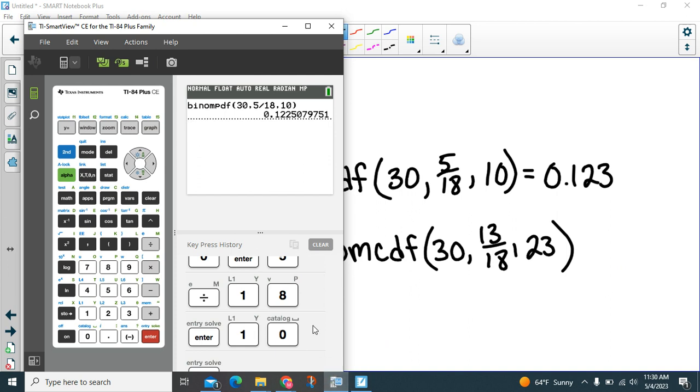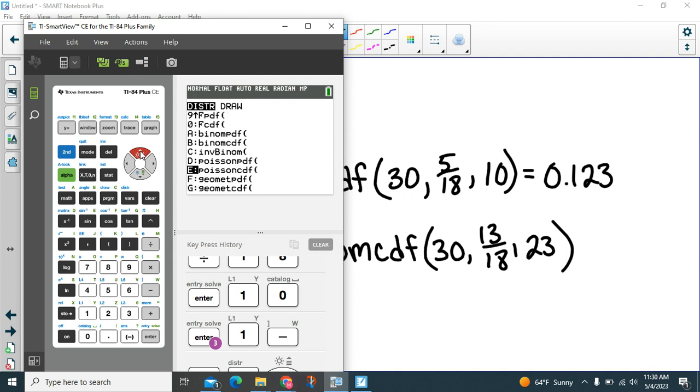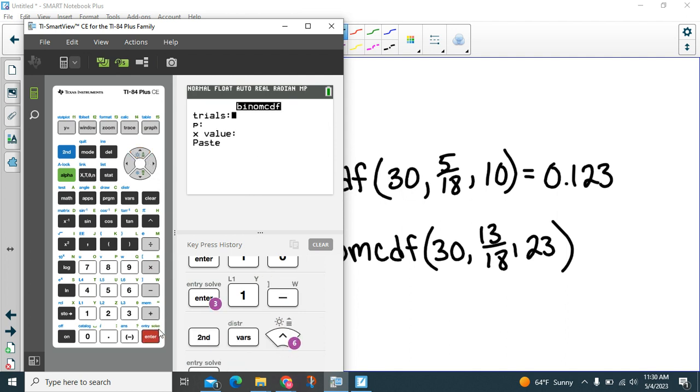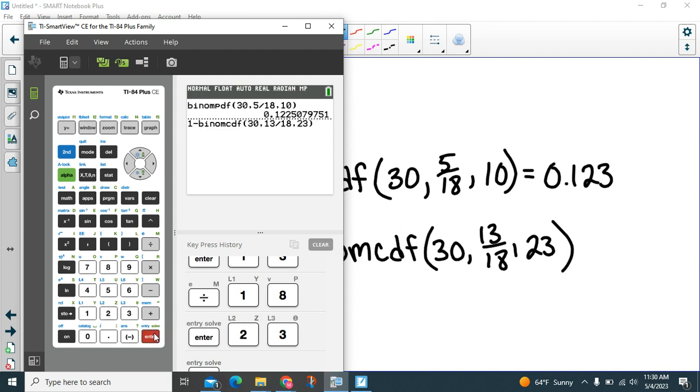All right, so I'm going to plug that in here. We say 1 minus our binomial CDF this time. Still 30 trials. Now our probability is 13/18. And we're looking for 23 or fewer. All right, so that is 0.232.